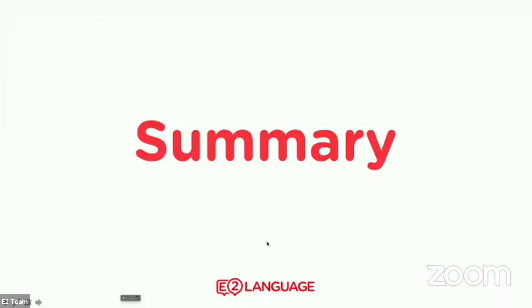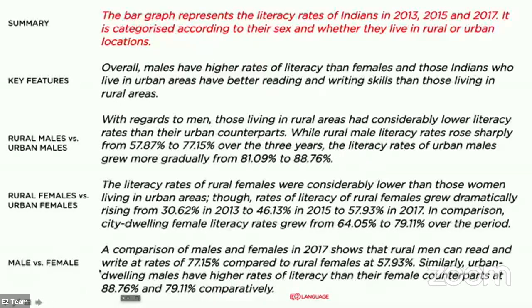Let's start with the summary sentence. This is the easy one, okay? This is the easy part. Let me read you mine. Mine says this. The bar graph represents the literacy rates of Indians in 2013, 2015, and 2017. It is categorized according to their sex and whether they live in rural or urban locations.